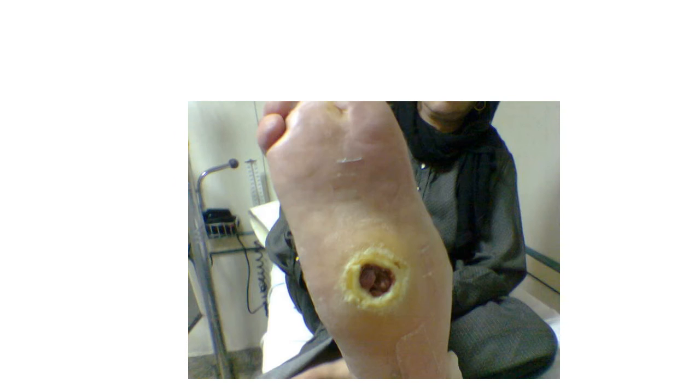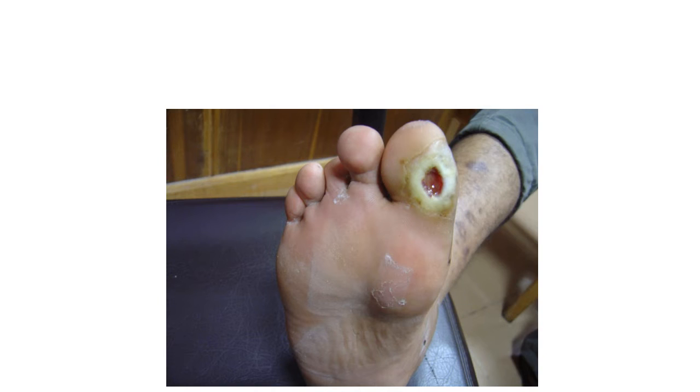This is where we usually see the neuropathic ulcer. This is a neuropathic ulcer related to the patient having claw toe deformity. This is a neuropathic ulcer related to Charcot foot, and this is a neuropathic ulcer related to hallux rigidus.